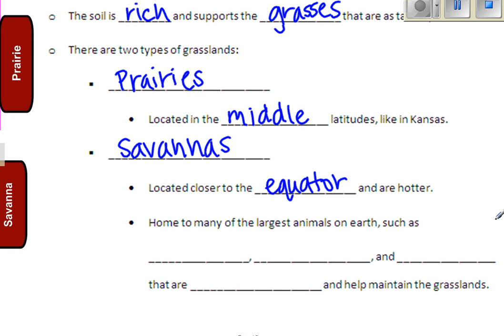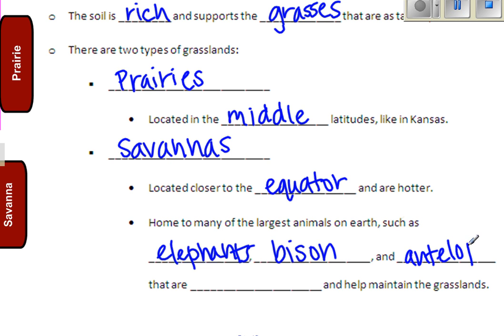lot hotter. The savannas are also home to many of the largest animals on Earth, like elephants, bison, and also antelopes that are herbivores, and they help maintain the grasslands. So they don't get out of control. They have all of these different herbivores that are able to eat the tall natural grasses that grow in the savannas.